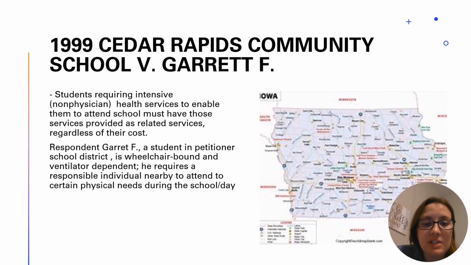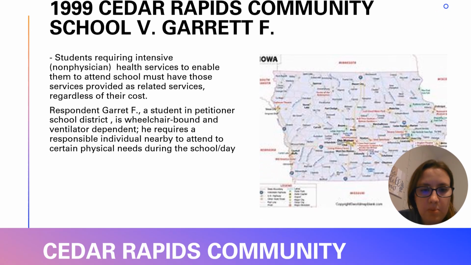The next one I have is in 1999, Cedar Rapids Community School versus Garrett F. Students requiring intensive non-physician health services to enable them to attend school must have those services provided as related services regardless of their cost. And then this is a map of Iowa where it took place.